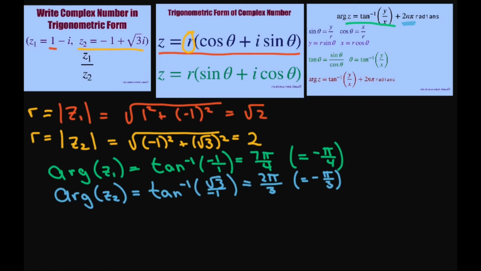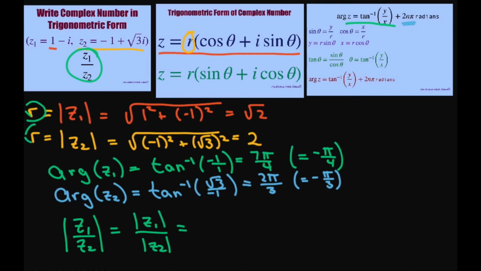So basically, when you're doing this one, we're going to first divide z sub 1 divided by z sub 2. This equals the magnitude of z sub 1 divided by z sub 2, which is just dividing these two, and you're going to get square root of 2 divided by 2. All right, so there's that part. And now let's do our argument part.